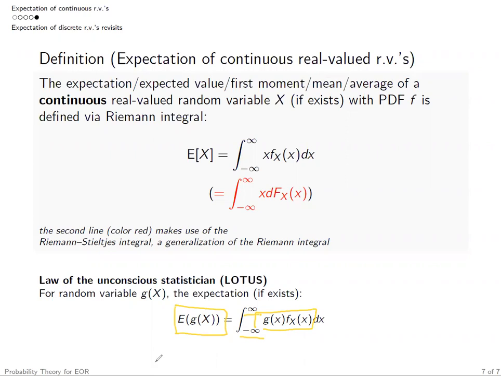And we know that for general random variables, expectation has linearity and monotonicity. And indeed, for this specific definition of expectation of a continuous real-valued random variable, the properties of the Riemann integral also imply linearity and monotonicity. So they definitely also hold true for the expectation of continuous real-valued random variables.